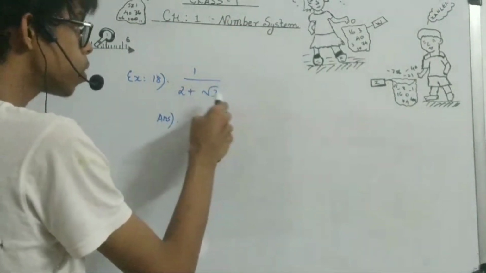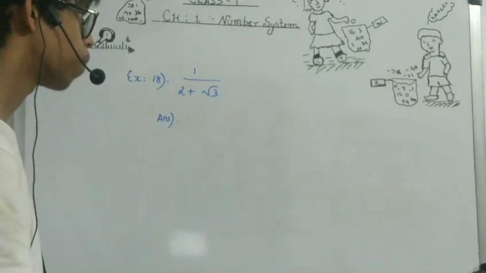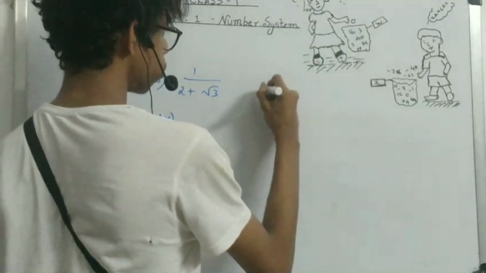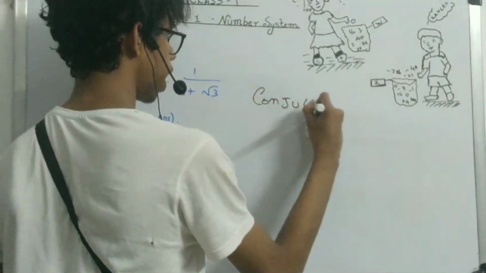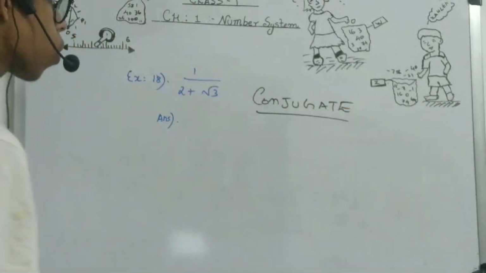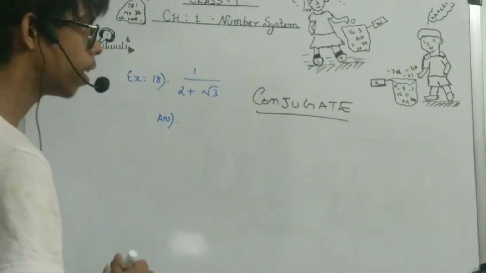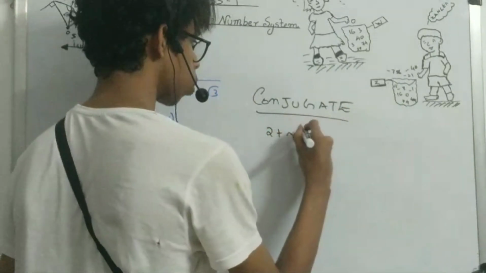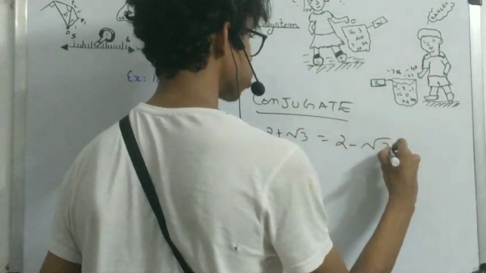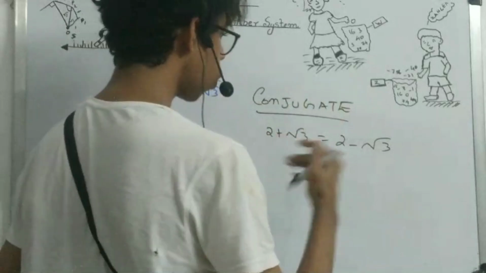Because here the question is 2 plus root 3. There is a plus sign in between. Okay, so if in the denominator there is a plus or minus sign, always we have to take the conjugate. Okay, that is the word. Conjugate. Now what do you mean by conjugate? Conjugate means that if I say 2 plus root 3, the conjugate of 2 plus root 3 is 2 minus root 3. We are just changing the symbol which is present in the center. That is the meaning of conjugate.